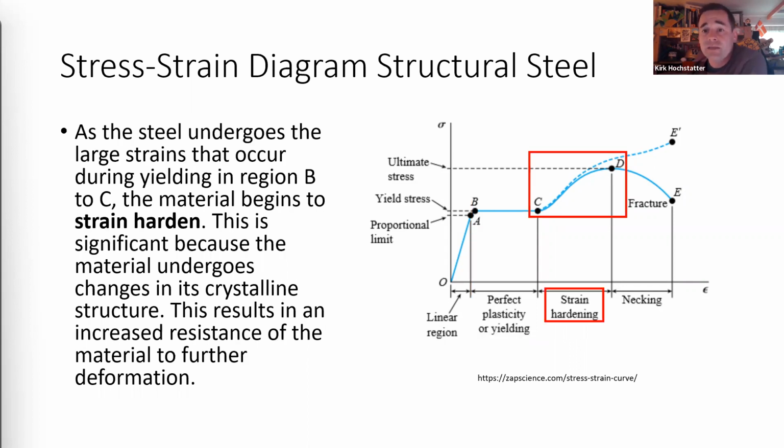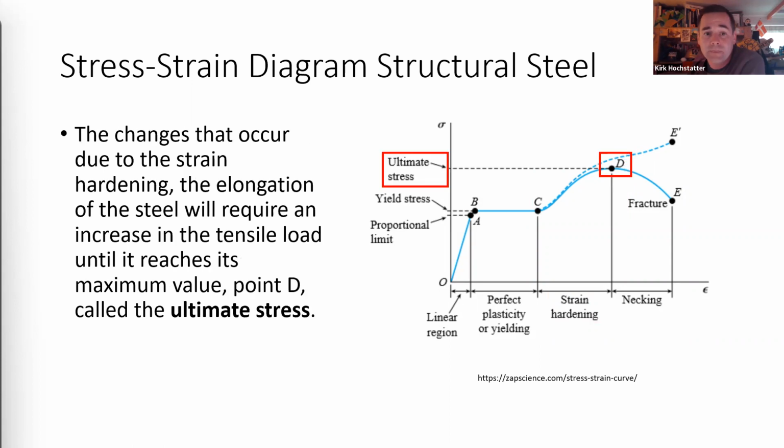After undergoing the large strain that occurs during yielding in the region BC, the steel begins to strain harden. During strain hardening, the material undergoes changes in its crystalline structure, resulting in increased resistance of the material to further deformation. Elongation of the test specimen in this region requires an increase in the tensile load, and therefore the stress-strain diagram has a positive slope from C to D.